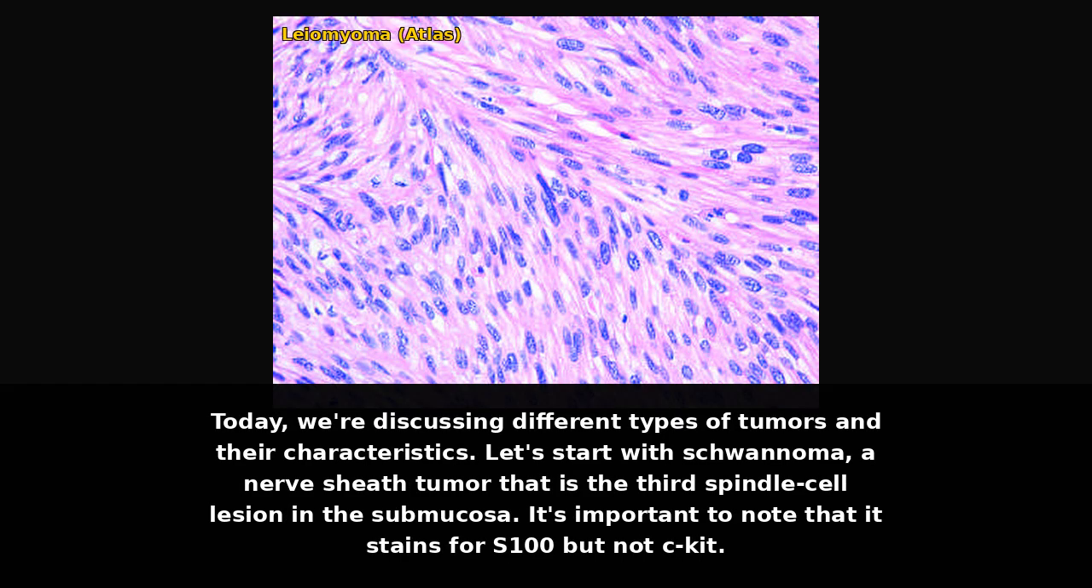Today, we're discussing different types of tumors and their characteristics. Let's start with schwannoma, a nerve sheath tumor that is the third spindle cell lesion in the submucosa. It's important to note that it stains for S100, but not c-KIT.